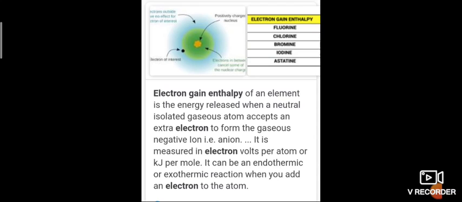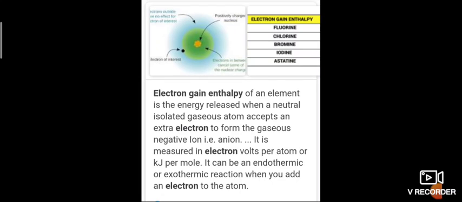So when an electron is added to a neutral gaseous atom, it converts into a negative ion, anion. The enthalpy change accompanying the process is defined as electron gain enthalpy, delta EGH. So electron gain enthalpy provides a measure of the ease with which an atom adds an electron to form an anion. It is measured in kilojoule per mole. So X is a gaseous atom. If you add an electron, it turns to X minus.